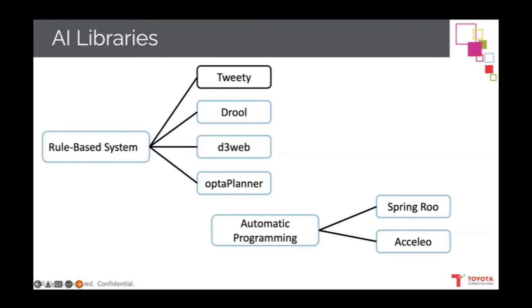And next is automatic programming. If you see, we have Spring Roo and Agilo, where by using Spring Roo, we can integrate it with any of our IDEs, and it will give us the basic code snippet. Like if we want to create any project, obviously we need the code structure, right?